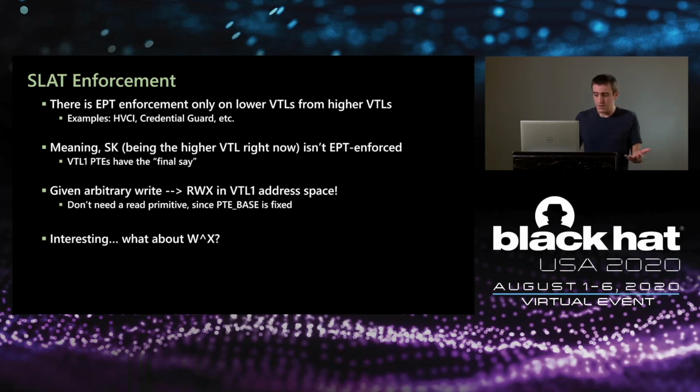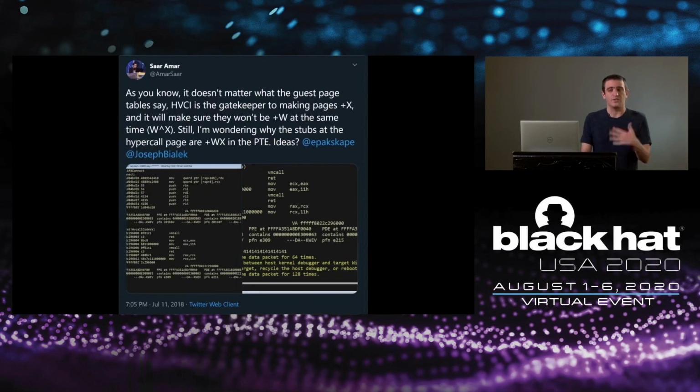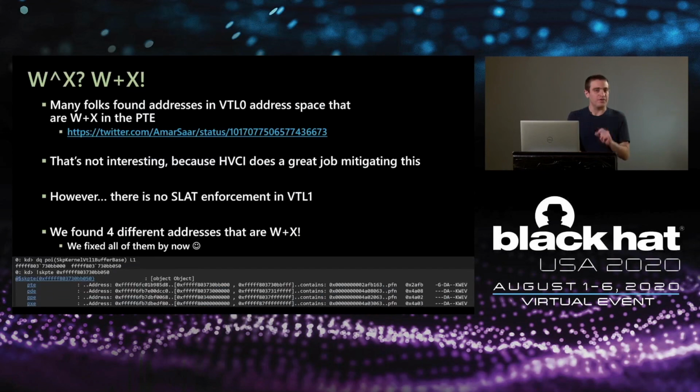Okay, this is super interesting, and it raises another question. What about RWX? Because as we know, many researchers found several addresses that were marked as both writable and executable in the VTL0 PTEs. And this is actually fine because HVCI does a great job of mitigating this by SLAT enforcement. But if we could find the same pattern, the same behavior in VTL1, then we really have something here. And indeed, we found 4 different addresses in VTL1 that were marked as both writable and executable in the PTEs. We fixed them all by now, of course, but this is just another great value of this research.